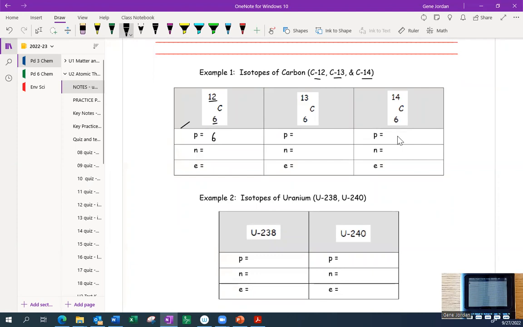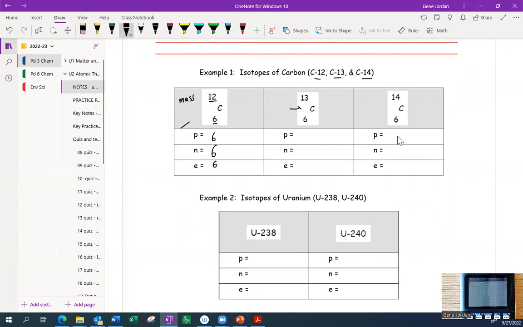We know that it has a mass number of 12. Remember, that is the mass. So if it has a mass of 12, it means the protons and the neutrons must add up. In a neutral atom, it's not an ion, so it has exactly the same number of electrons as protons.